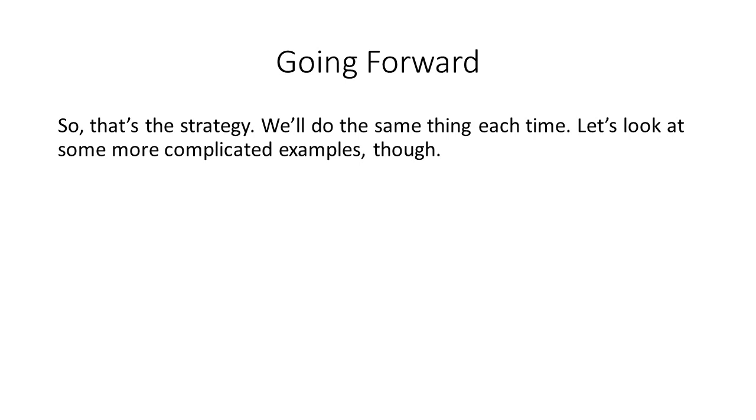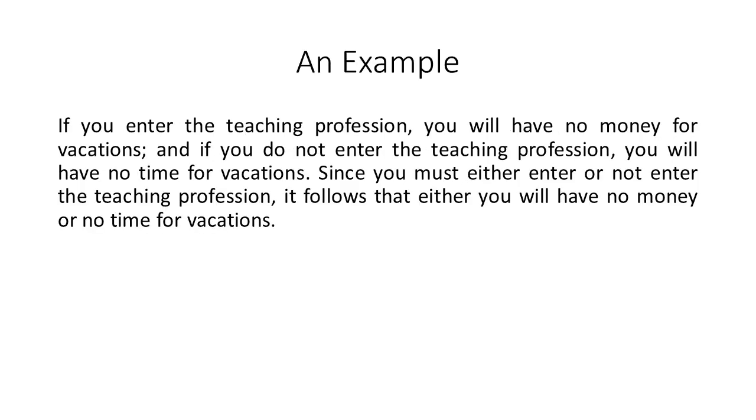Okay, so that's what we're going to be doing each time. So let's look at some more complicated examples, because that one was pretty easy. So here's one. If you enter the teaching profession, you will have no money for vacations, and if you do not enter the teaching profession, you will have no time for vacations. Since you must either enter or not enter the teaching profession, it follows that either you will have no money or no time for vacations. Okay, so this is a somewhat long prose argument. Let's try to symbolize it and determine whether or not it's valid or invalid.